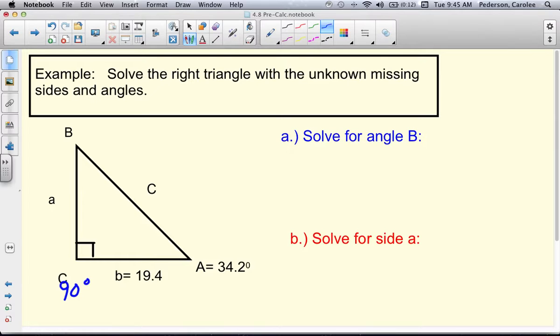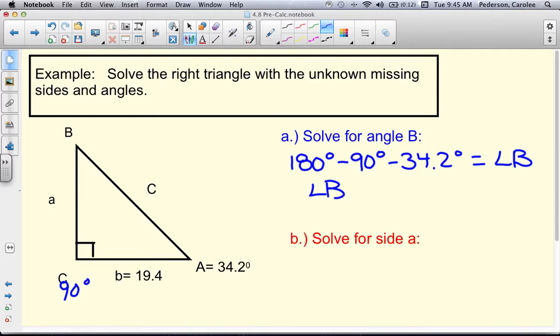Would you just subtract 90 and 34 from 180? Yep, from geometry. The triangle sum theorem says that the addition of all 3 angles in a triangle will always add to 180 degrees. So we can take 180 degrees and subtract out the 2 known angles, angle C, which is 90, and angle A, which is 34.2. Then we will be left with our angle B measurement.